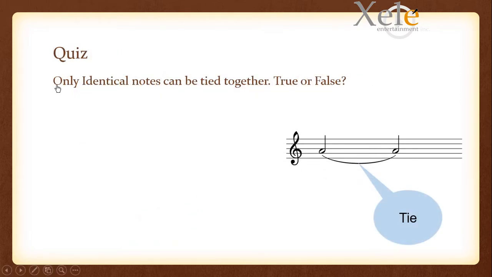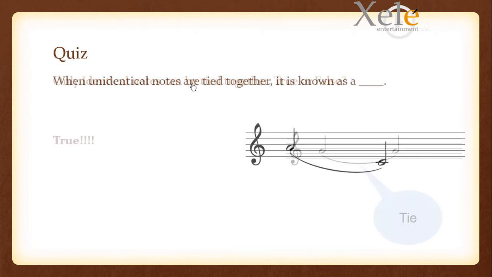I have a quick quiz here, and this one says only identical notes can be tied together. True or false? Well, the answer is actually true. When unidentical notes are tied together, it is known as a dash. If you have been listening, you know that it is known as a slur.